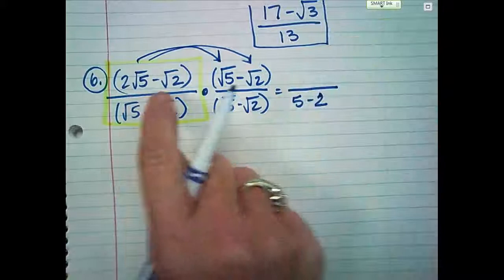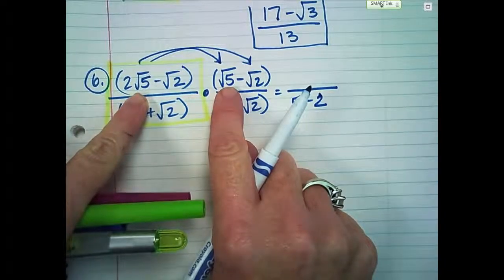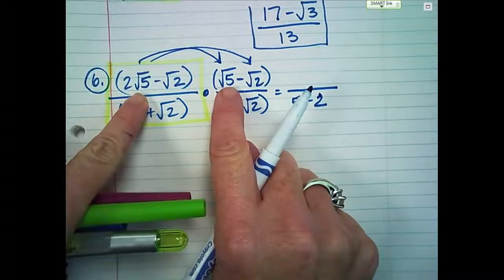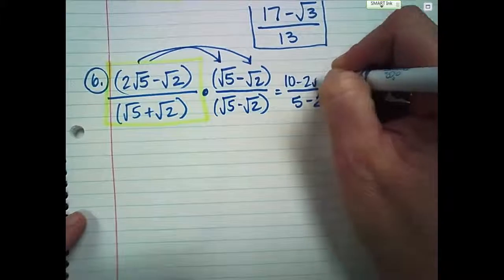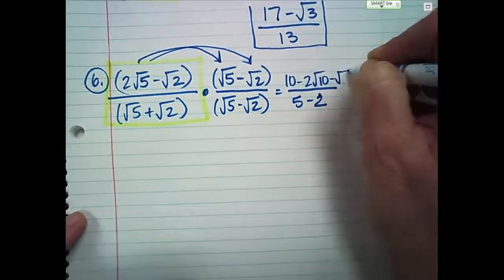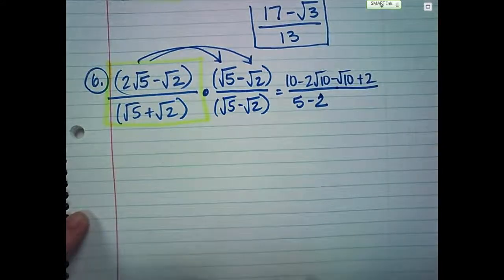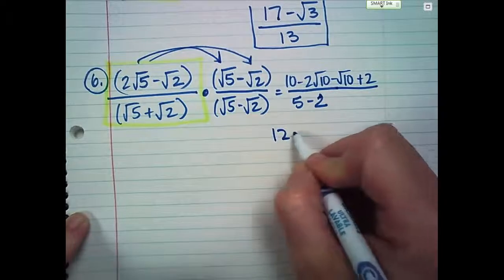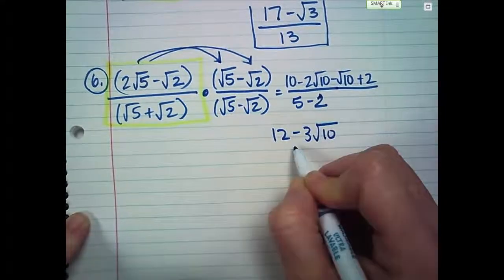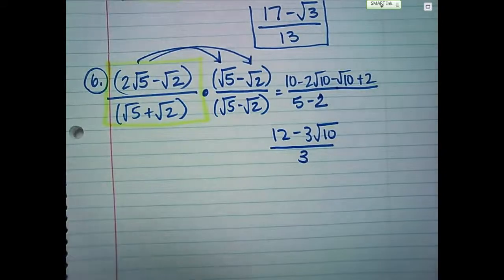Give me, okay, the first part's kind of the hardest. I get 2 root 25, which is how much actually? 10. The rest of it's pretty straightforward. The 10 and the 2 go together to give you 12 minus 3 root 10 over 3.